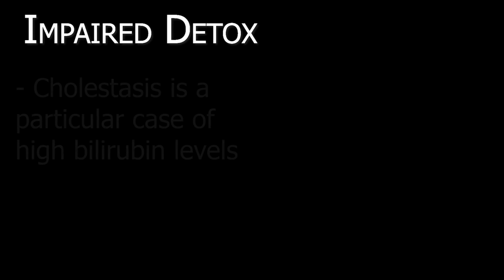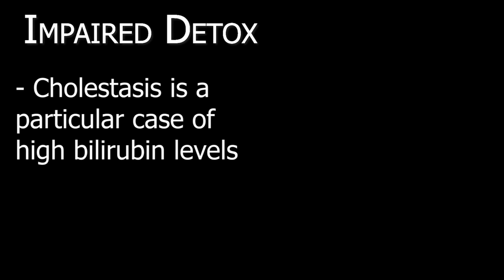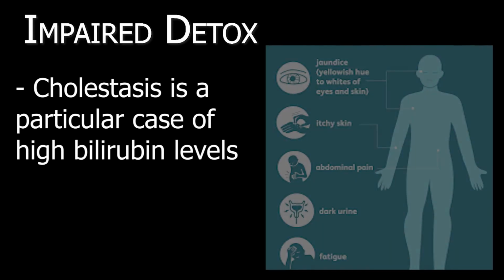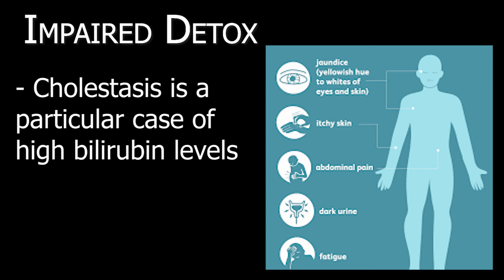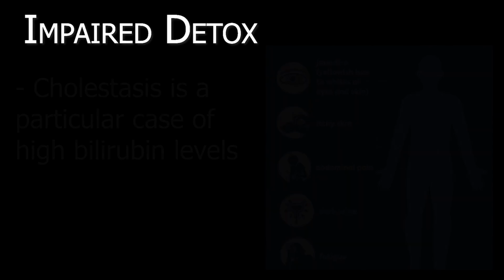A particular case of high bilirubin levels is called cholestasis. This is when the contents of the gallbladder cannot leave the gallbladder and enter the GI tract. In this case, you will see all of the above symptoms of high bilirubin plus white stool. Cholestasis also prevents bile acids from leaving and makes them enter the bloodstream instead of the GI tract. This results in skin itching, and at high levels of bile acids, they are also toxic to the heart.